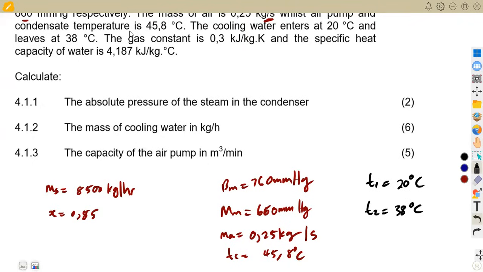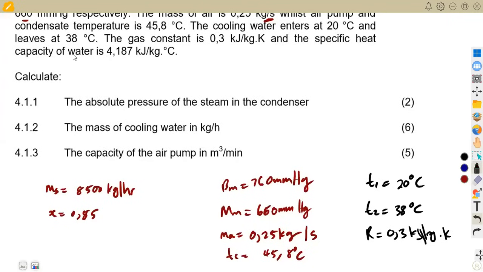Then the gas constant, which is 0.3 kilojoule per kg Kelvin. That's per kg degrees Celsius. We're going to use this in degrees Celsius for this value. It's going to depend on the formula that we're going to use, whether it is for pressure, PV maybe, or the capacity. So it's fine that we just leave it like that in kilojoule per kg Kelvin.